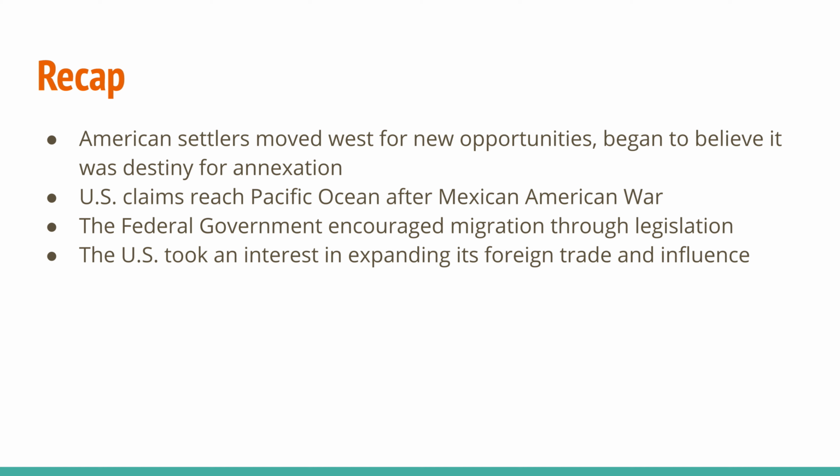All right, so that's it. Here's the recap. American settlers moved west for new opportunities. They began to believe it was destiny for annexation. The United States claims reached the Pacific Ocean after the Mexican-American War. The federal government encouraged migration through legislation, and then finally the United States took an interest in expanding its foreign trade and influence, especially in Asia, with Japan being your main example.